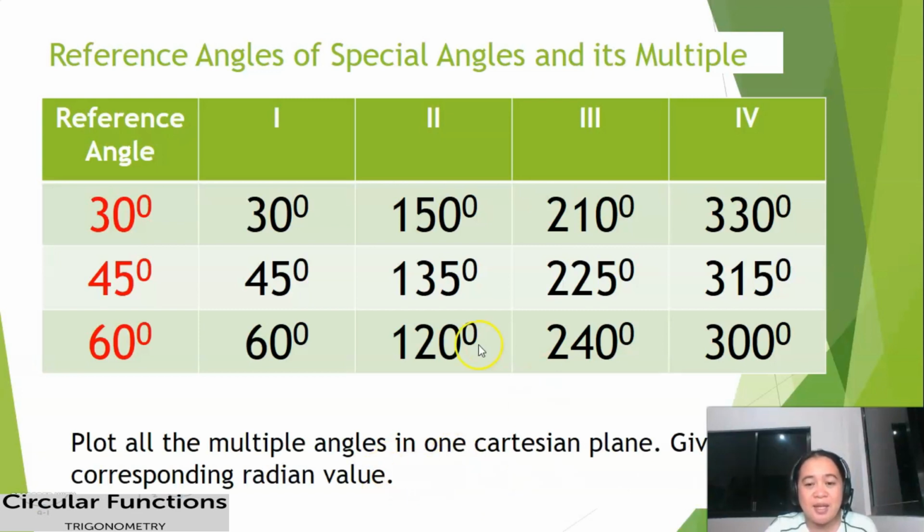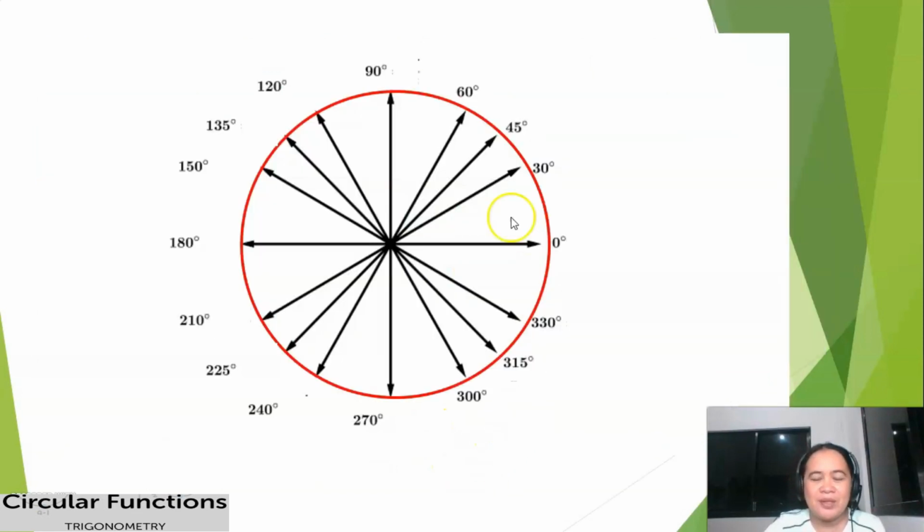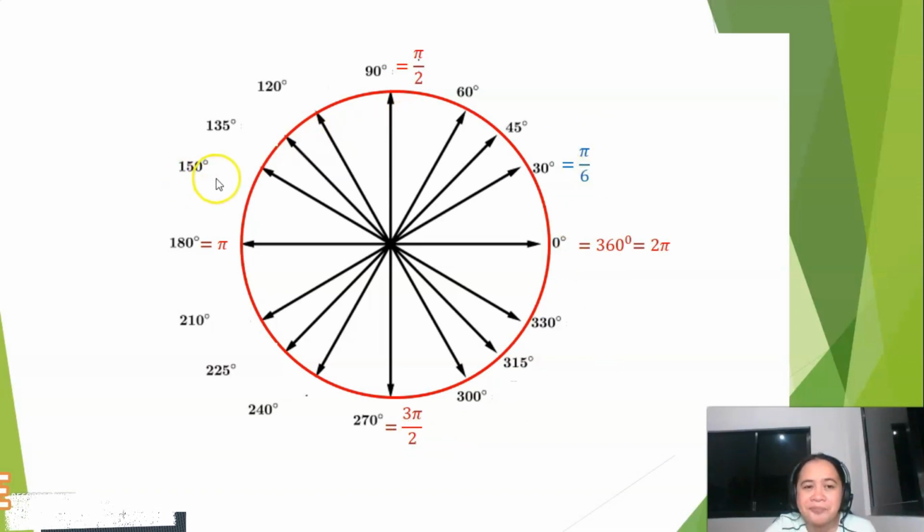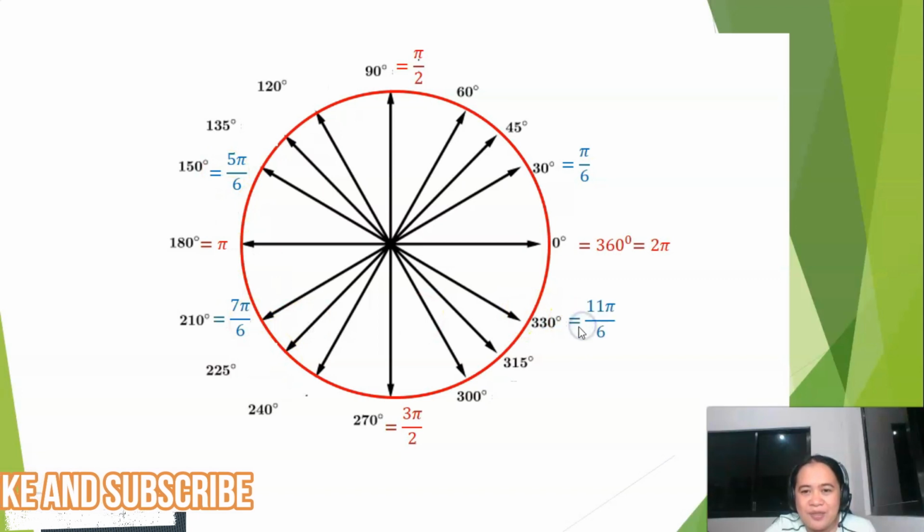Now, let's plot this in one Cartesian plane, and we will give its corresponding radian value. So, 30, 45, 60, 90, 120, and so on. Now, take note, 0 is the same as 360 degrees, or 2 pi. 90 is pi over 2, 180 is pi, 270 is 3 pi over 2. For 30 degrees, that's pi over 6. Its corresponding standard angle in the second quadrant is 5 pi over 6, and then the third and fourth. And for 45, it's pi over 4.